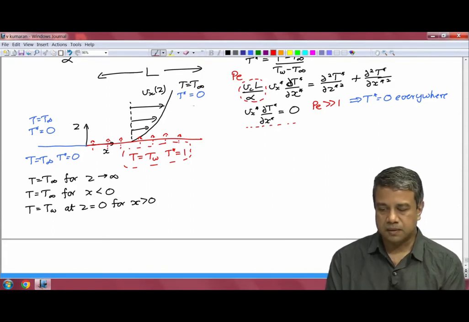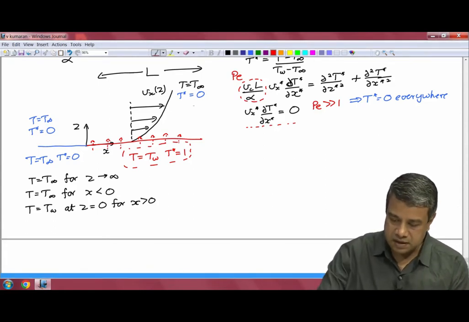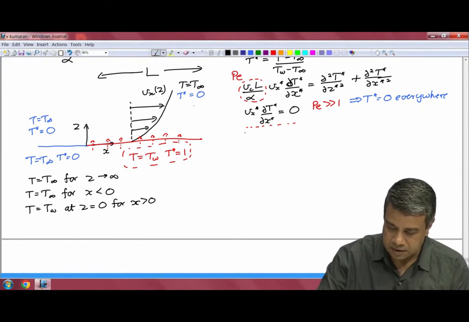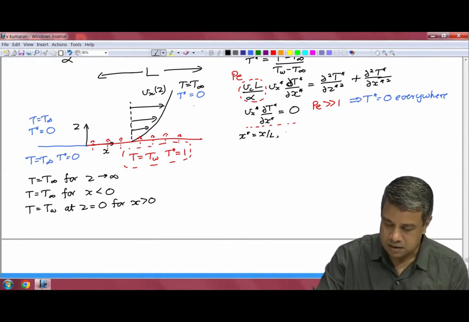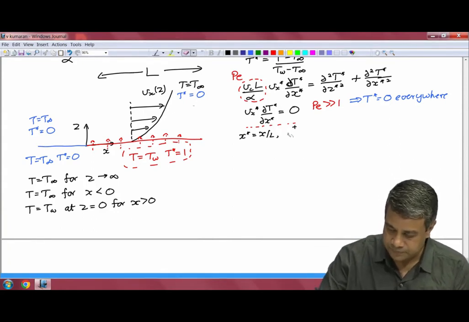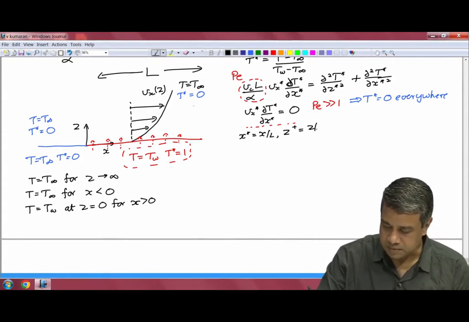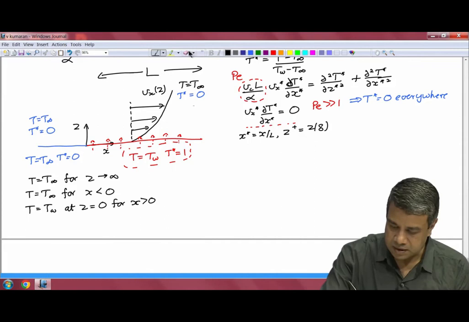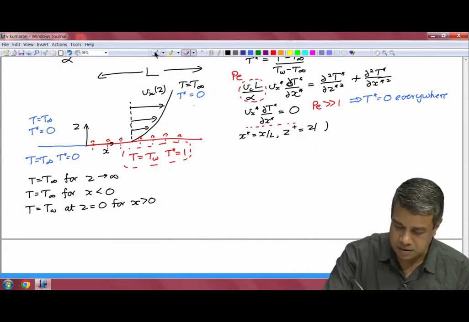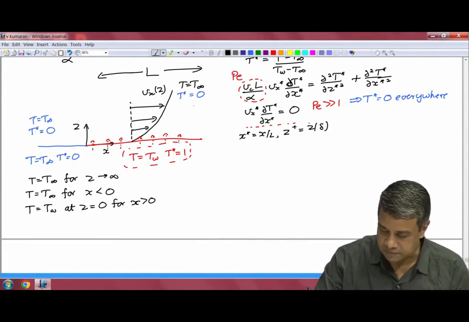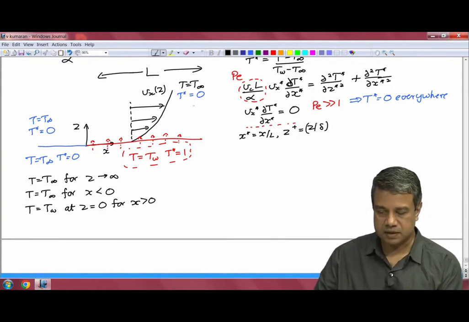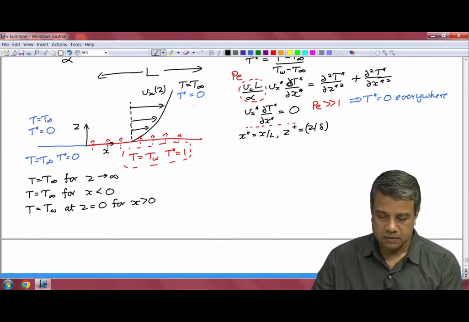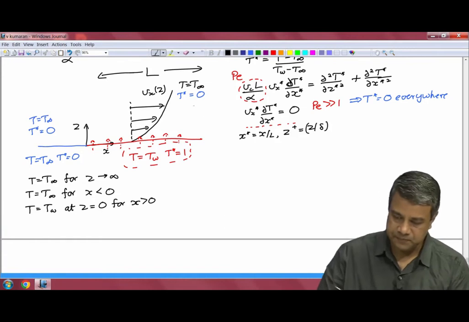So, I will rescale my equation. X star is equal to x by L, Z plus is equal to z by delta. Delta is as yet unknown, it is determined from the condition that convection and diffusion are comparable within this region. What about the velocity v?